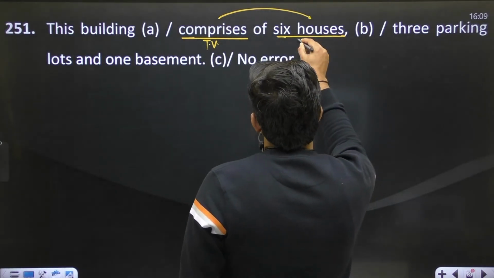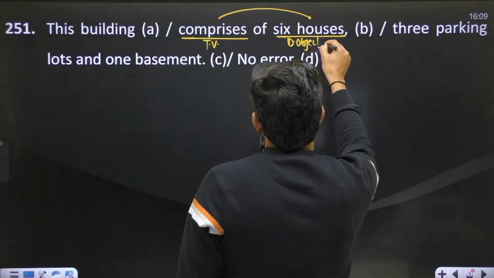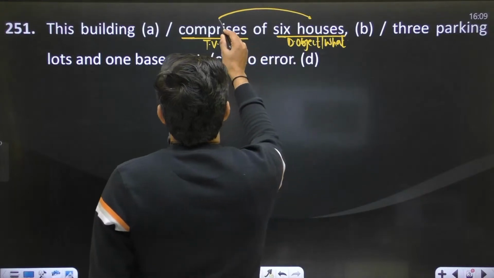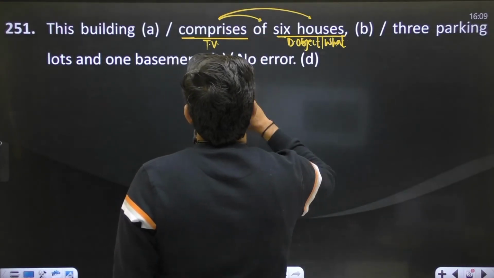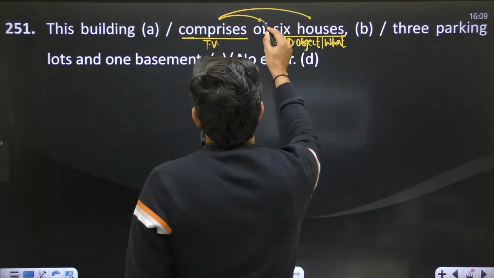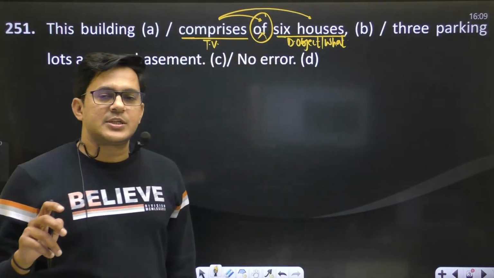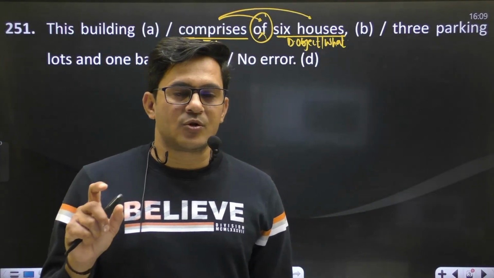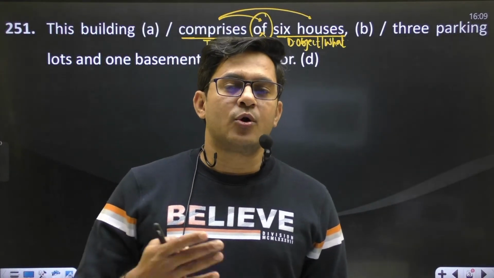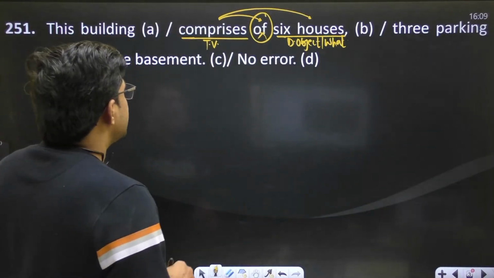So here houses is the direct object. This is the reply to the question what? And make sure that transitive verbs, errors are given like transitive verbs cannot be followed by any preposition. Usually a preposition is given after transitive verbs, and that is always the error part. Actually transitive verbs are followed by an object, not any preposition. So the sentence will be: this building comprises 6 houses.